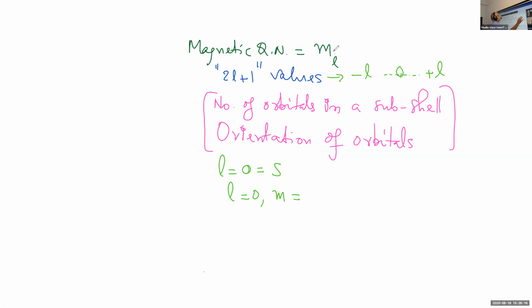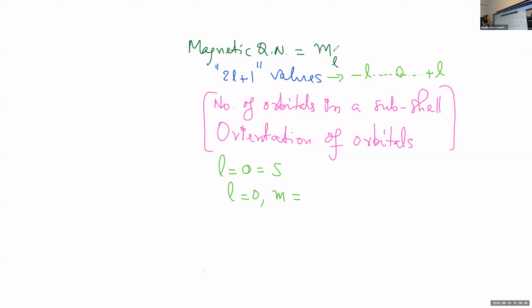Meanwhile, there will be 0 also. Minus L to plus L through 0. Without a 0, you cannot cross minus to plus. 0 is there. That is why the total number is equal to 2L plus 1 values, minus L to plus L.